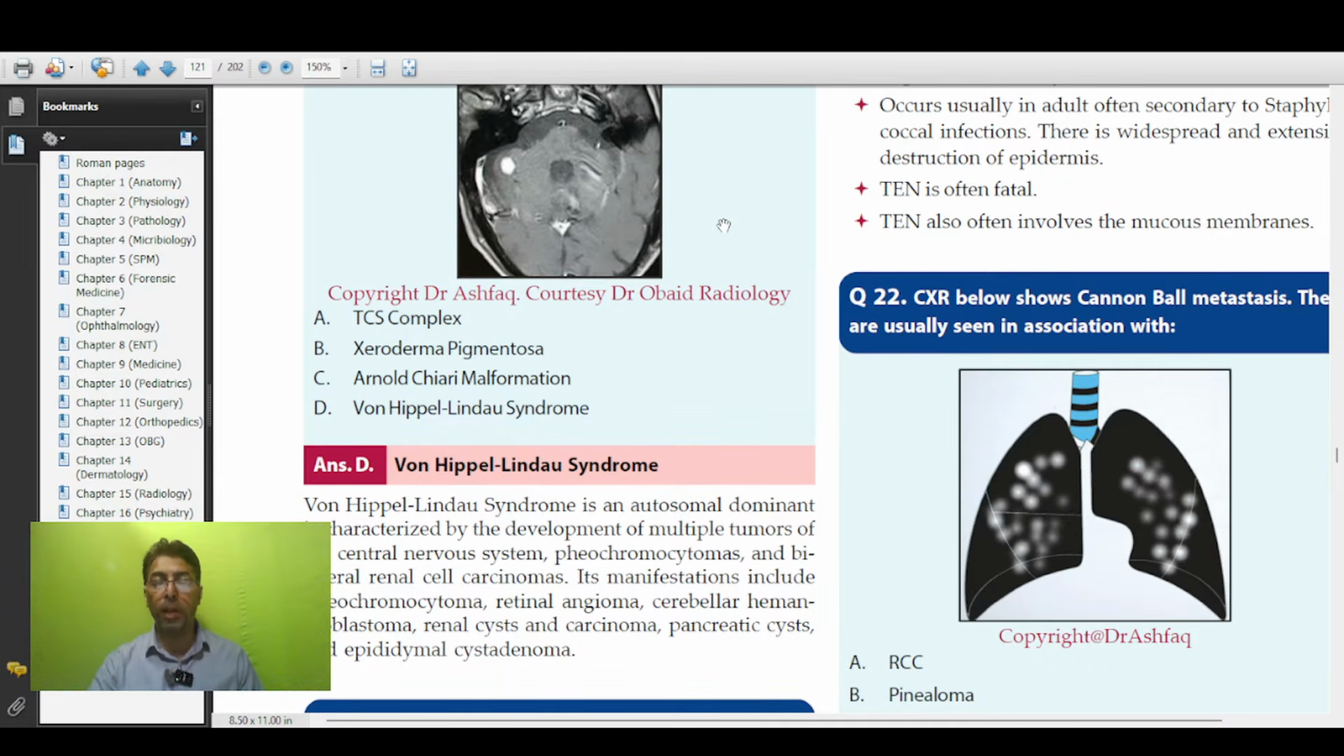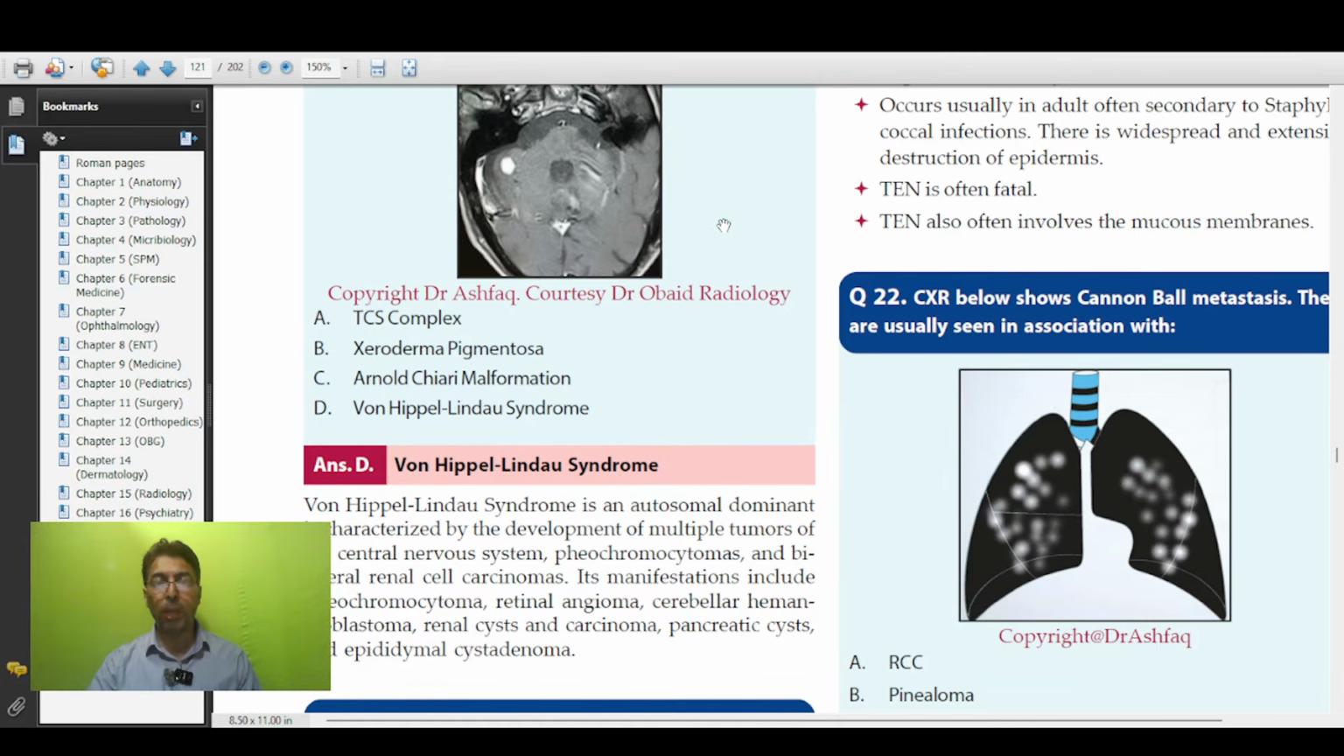You have to remember that other features of VHL are pheochromocytomas, bilateral renal carcinomas, and in addition to that, you can have lesions in the eye in the form of retinal angiomas, renal cysts, pancreatic cysts, and epididymal cystadenomas. So it is very important to remember VHL. It is a high-yield topic, in addition to tuberous sclerosis complex, which has an entirely different spectrum. So this question has been taken from a high-yield topic.